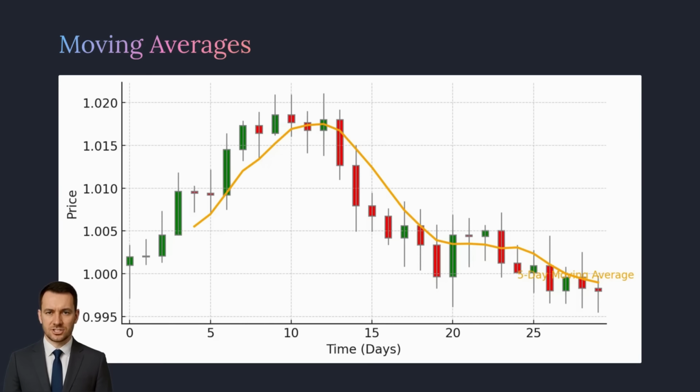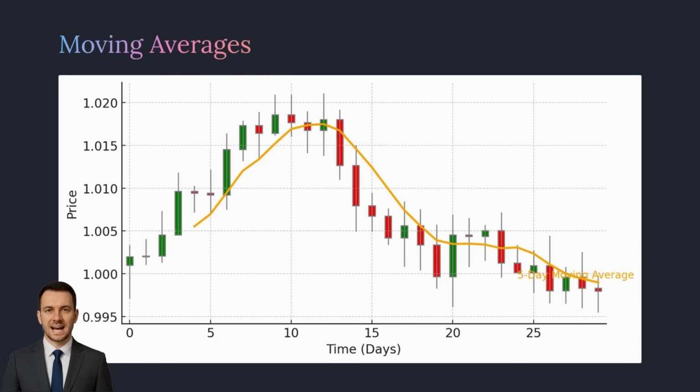Trend identification. If the price is largely above the moving average line and the MA line is sloping upward, the market is likely in an uptrend. Conversely, price below a downward sloping MA indicates a downtrend. For instance, price staying above a 50-day MA often signals an overall uptrend, while sustained price below it signals a downtrend.